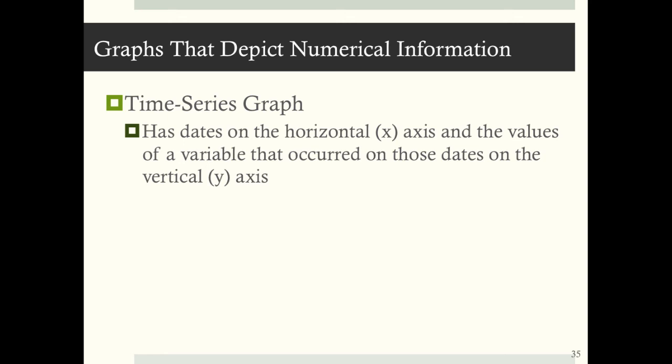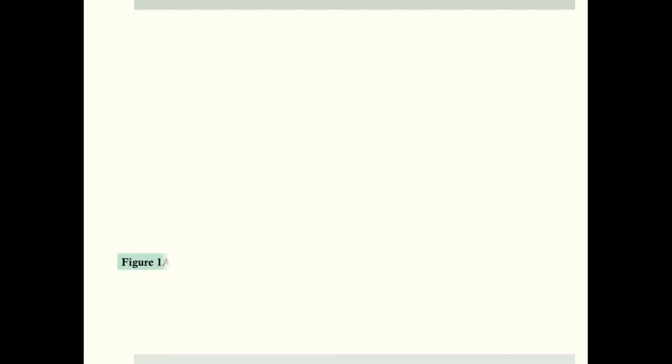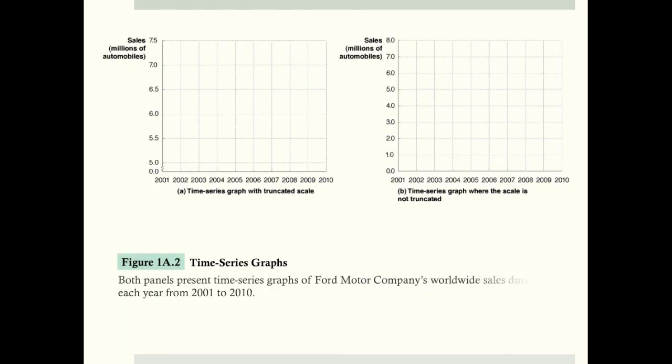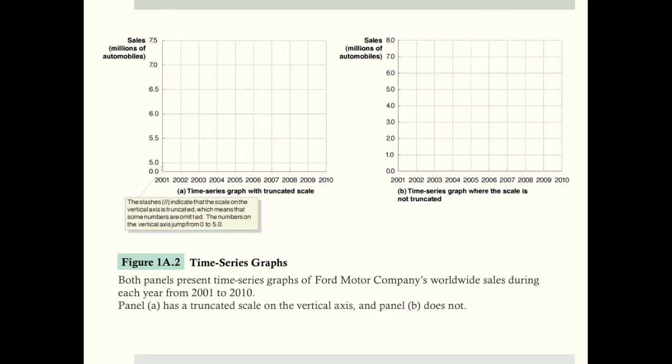A time series graph has dates on the horizontal or x-axis and the values of a particular variable that occurred on those dates on the vertical or y-axis. This is figure 1A.2 from the textbook. Both panels present time series graphs of Ford Motor Company's worldwide sales during each year from 2001 to 2010.